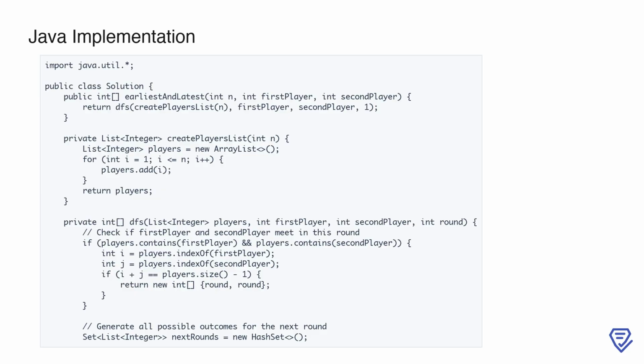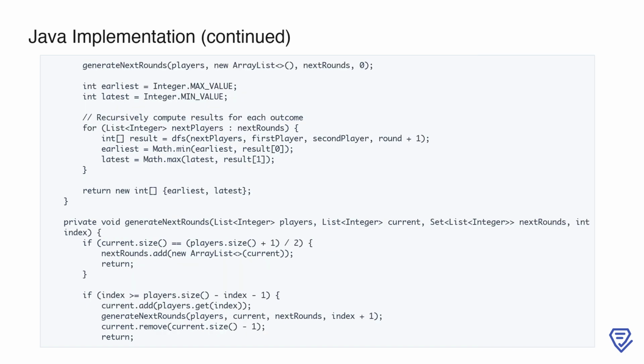The DFS method is a recursive function that explores possible matchups. If the first and second players meet in the current round, it immediately returns the current round as both the earliest and latest in which they compete. Otherwise, it proceeds to generate all possible outcomes for the next round, initializing a set to store these configurations. The GenerateNextRounds method is invoked to construct all potential matchups for the next round. Once we have these next round configurations, we initialize variables earliest and latest to keep track of the minimum and maximum rounds where the two players might face each other.